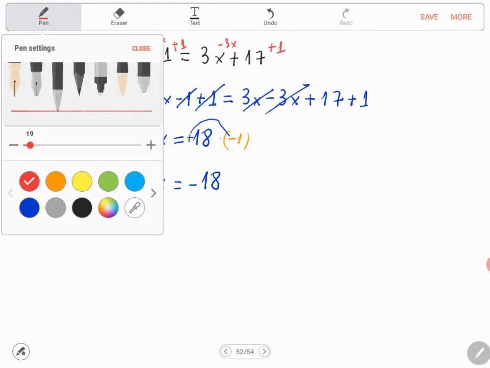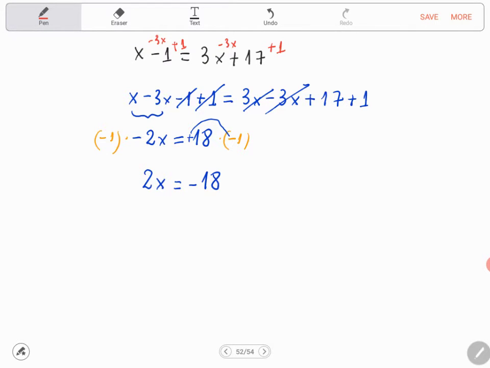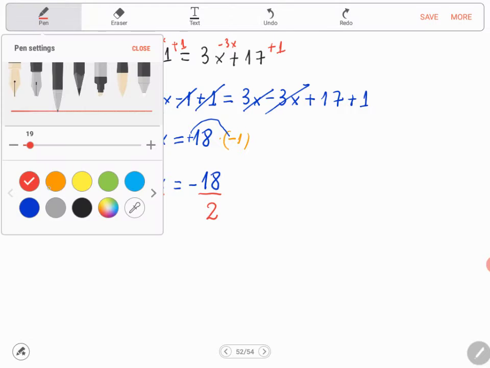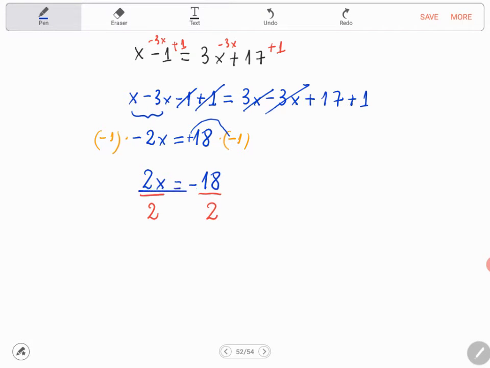Then finding the value of the x, we will divide both sides by 2. Why divided by 2? Because here we have 2 times x, and to eliminate the number 2, we need to divide it by 2, because 2 divided by 2 is 1. Then we cancel. 2 divided by 2 is 1.